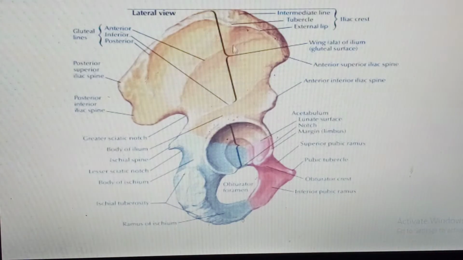Now the superior bone over here, I'll show you other things. We are looking at the gluteal surface, the region where the gluteal muscles are going to find attachment.